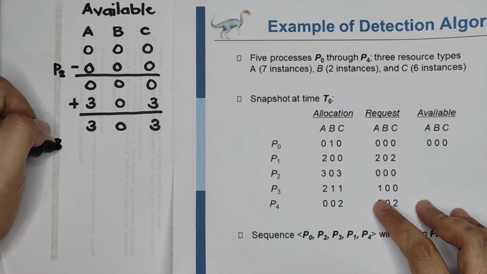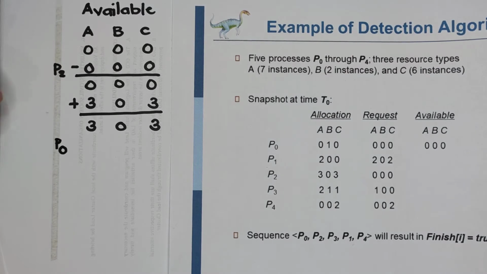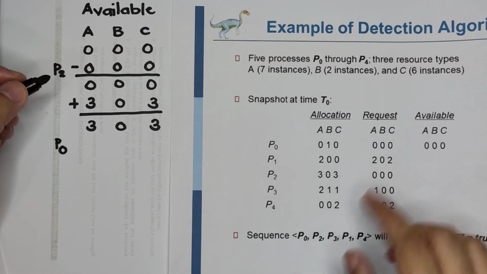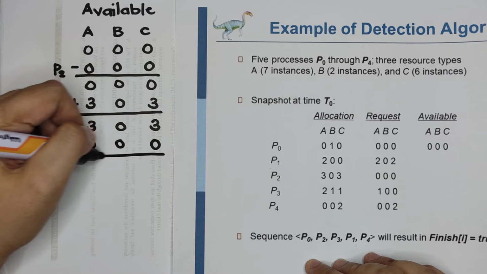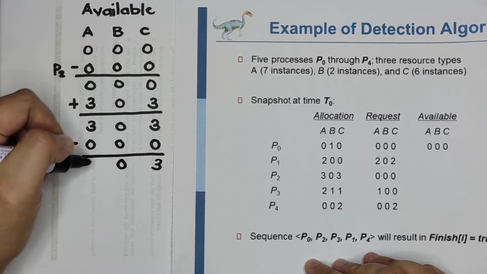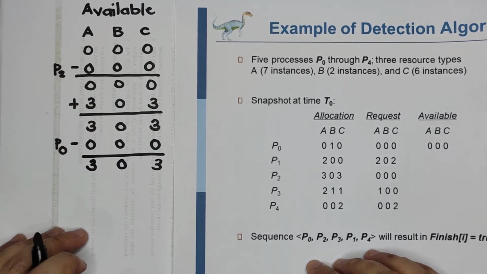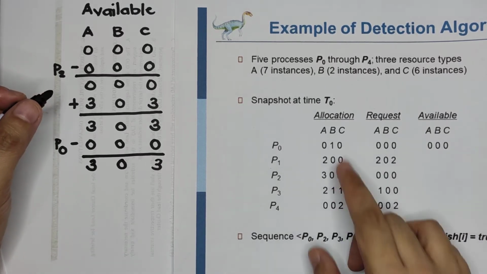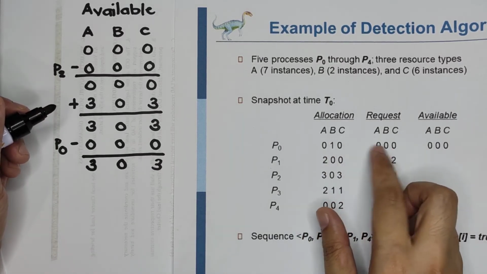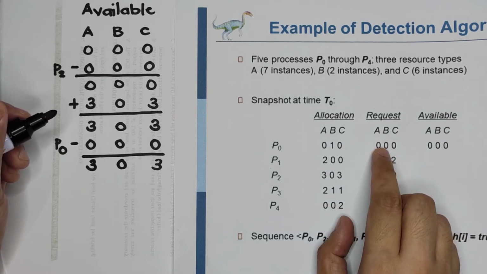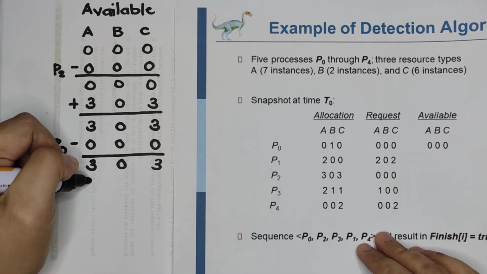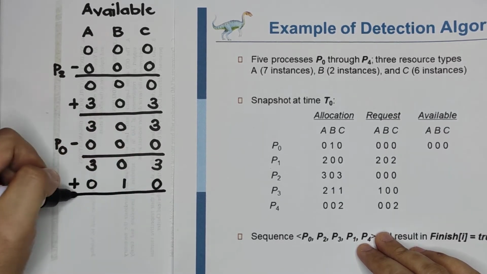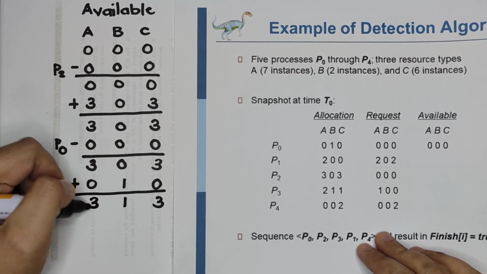So P sub 0, its request is also 0, 0, 0. Okay, nothing happens because P sub 0 does not request any resource. And then you have to return all allocated resources, plus of course allocation plus request, so plus 0, 1, 0, so we have 3, 1, 3.